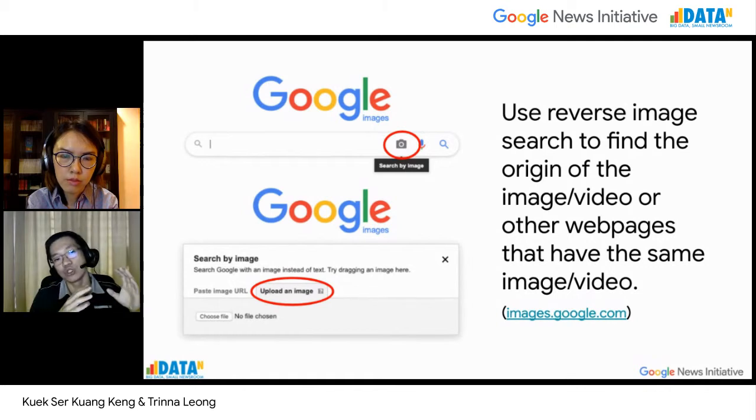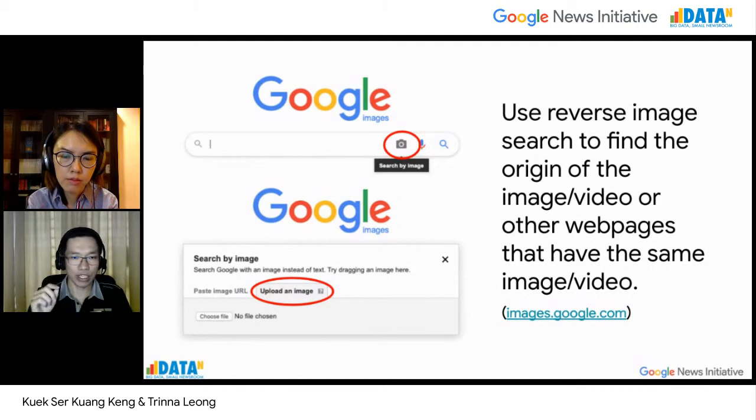Before this, usually when we use Google, we type a text to search by text. But Google Images allows you to search by using images. So here you can upload an image, or if the image is already online, you can paste the image URL to search for that image, right?